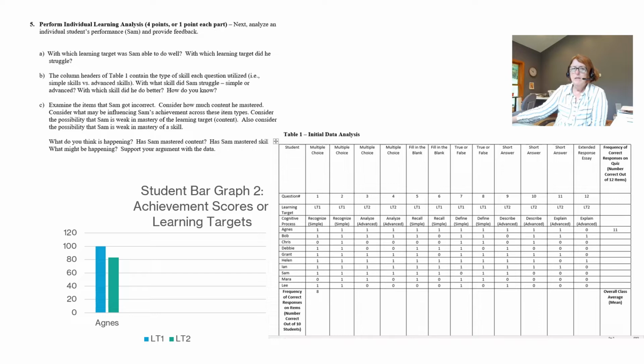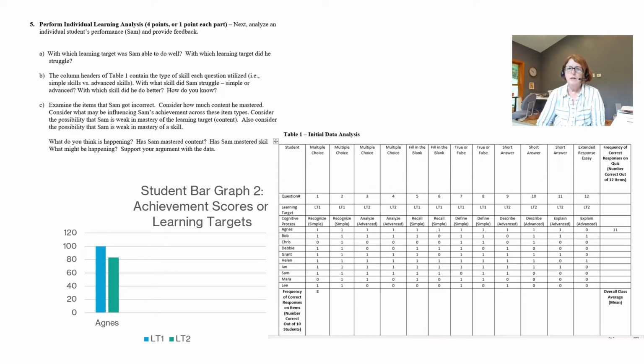This next one is more about individual learning analysis. And so you're going to need student bar graph 2. This is the one that lists all of the student scores out by learning target. And you're going to need table 1 to look at. And there's a series of questions that you're going to answer. This time we're going to zero in on a specific student, and that's the student Sam. So if you look at table 1, you'll find Sam's scores partway down.